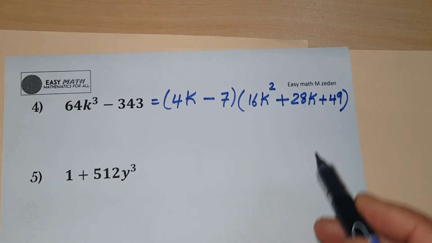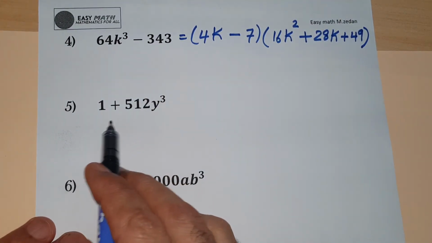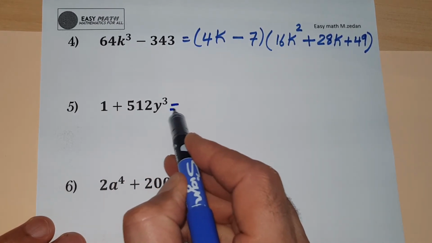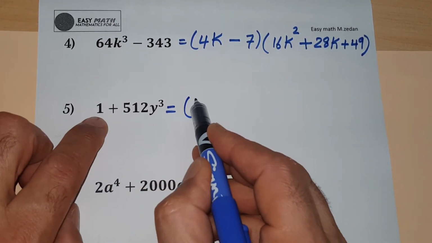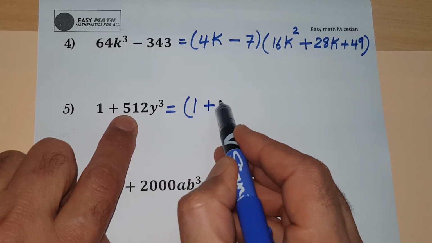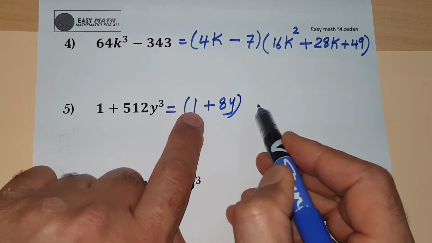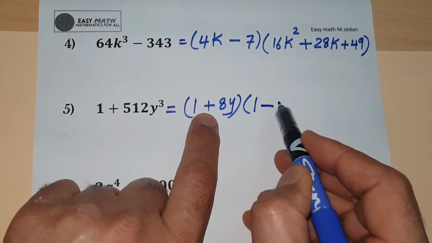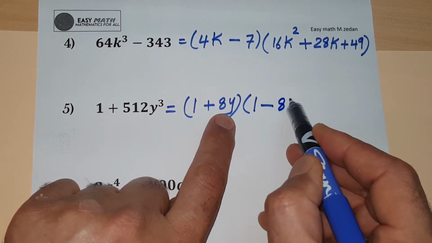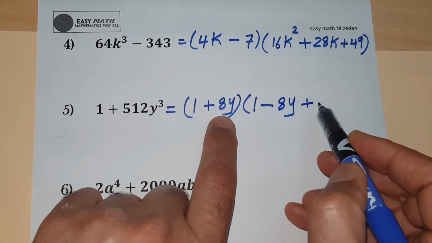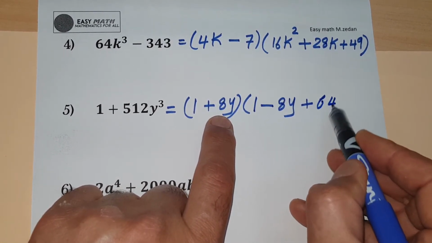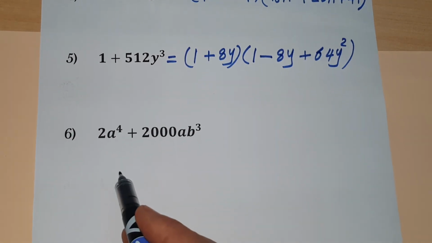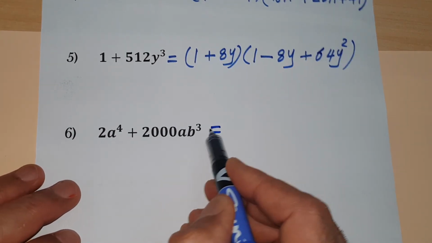Very easy. Sum of two cubes again. 1 is a cube, 512 is a cube, also y cubed is a cube. The cube root of 1 is 1, plus the cube root of this is 8y, times the square of this, 1 squared is 1. Opposite of this sign, minus 1 times 8y, 8y, plus the power 2 of this one, 64y squared. Very easy.